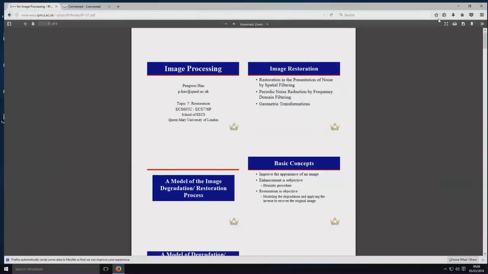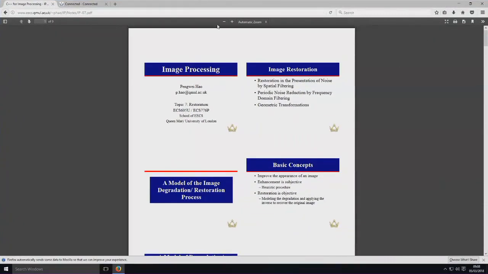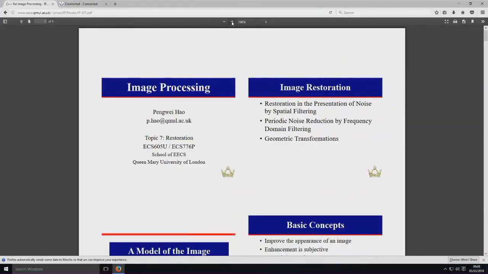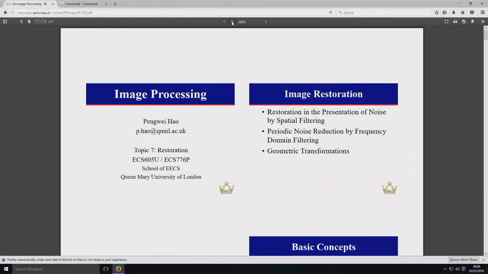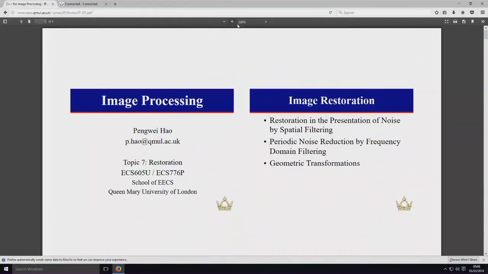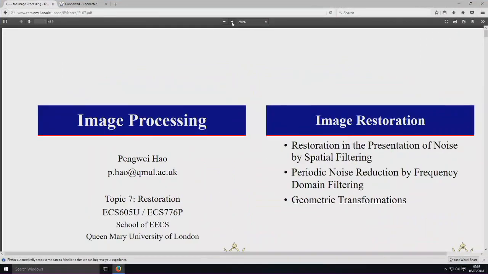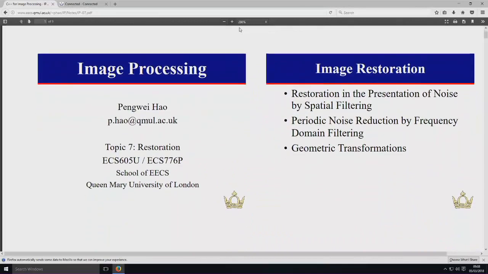Can I do this way, or do I have to go back to use my flash memory? Sorry, it's only the file I copied onto the computer's disk. Just use this for the lecture.